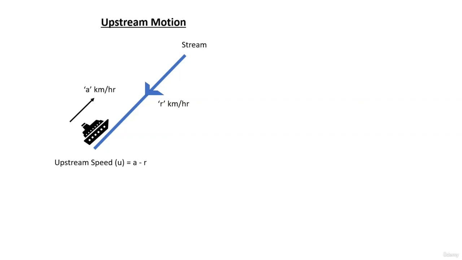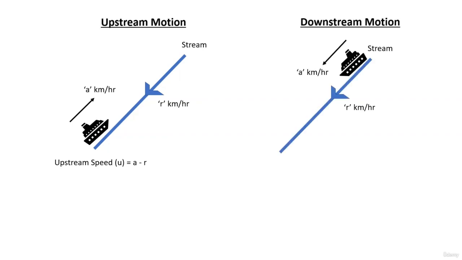Likewise, suppose the boat is traveling down. Now the stream will help the boat, right? The boat is traveling a units down. The stream will also push it further by r kilometers, right? So effectively the boat is traveling a plus r kilometers in 1 hour. That means this is the downstream speed of the boat, and that is a plus r kilometers per hour.